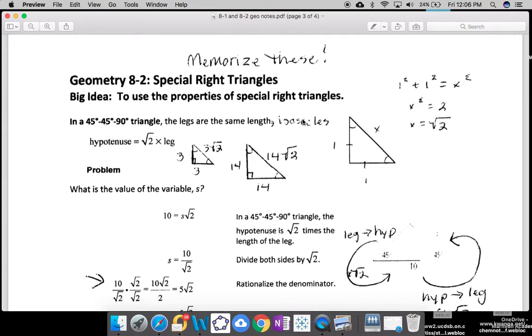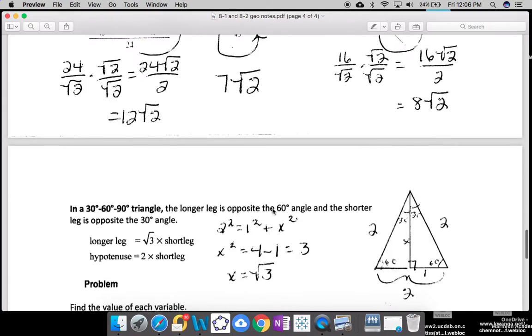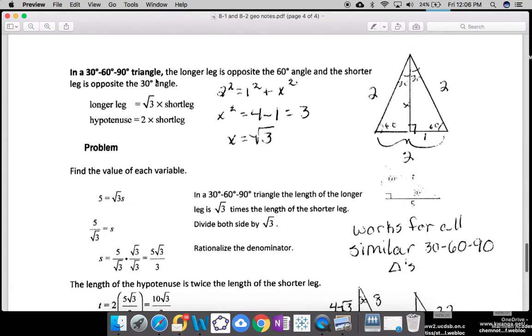So we're going to talk about two what we call special right triangles. The first one is a 45-45-90 right triangle, an isosceles right triangle. And the one on the next page is a 30-60-90 triangle.